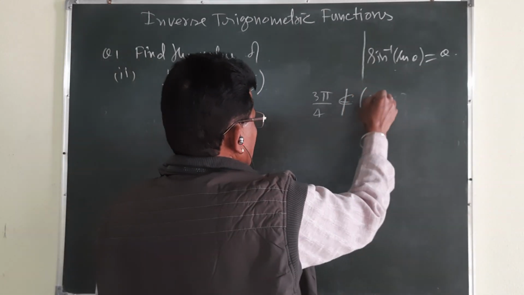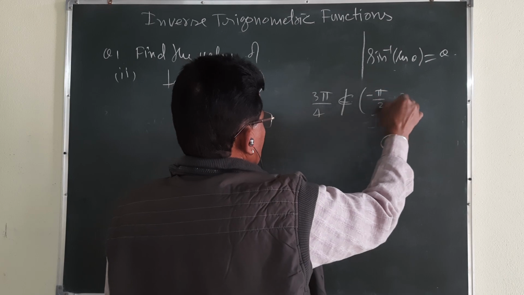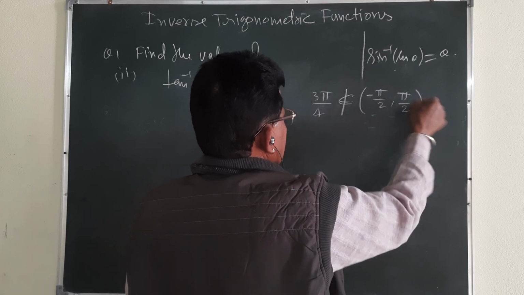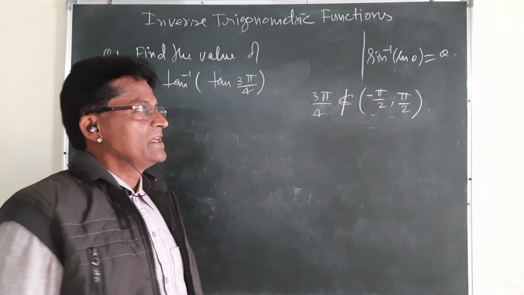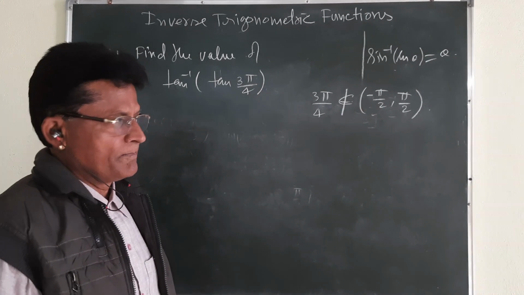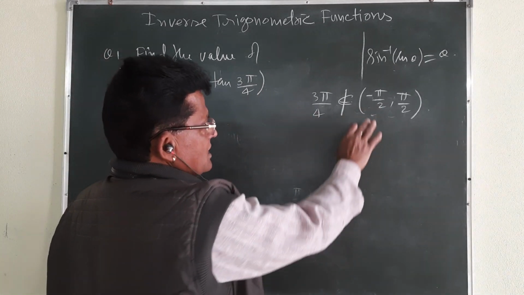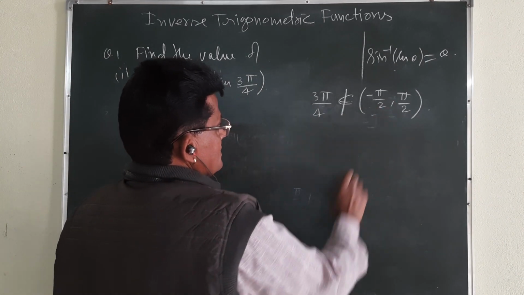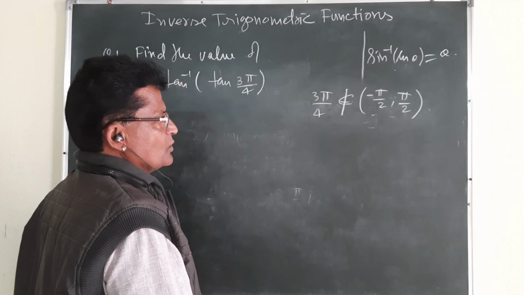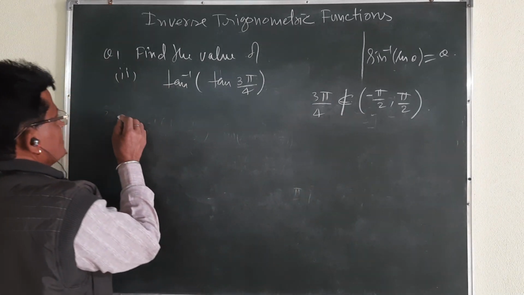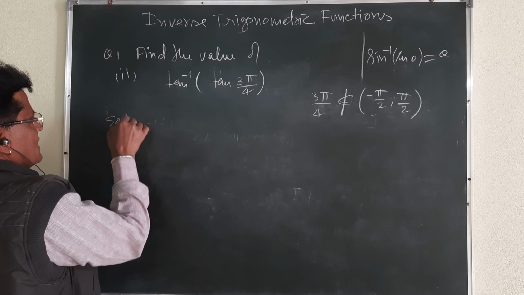What is the principal value branch of tan? That is minus pi by 2 to pi by 2, and that is an open interval. You see the symbol. This is the open interval symbol. It does not lie because 135 does not lie here. You see the angle, minus 90, minus pi by 2 to pi by 2. Okay, now we find its solution.